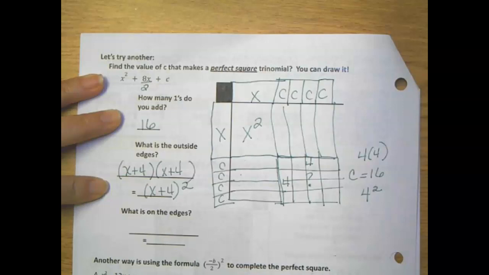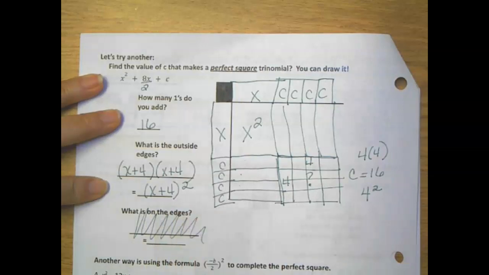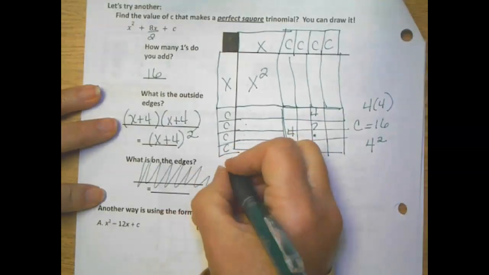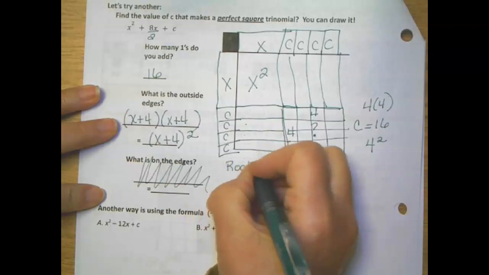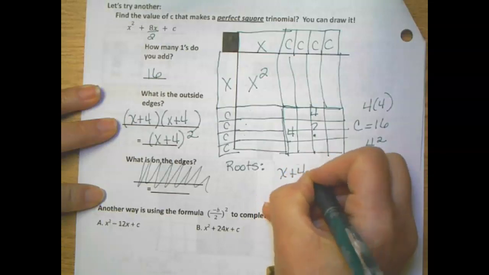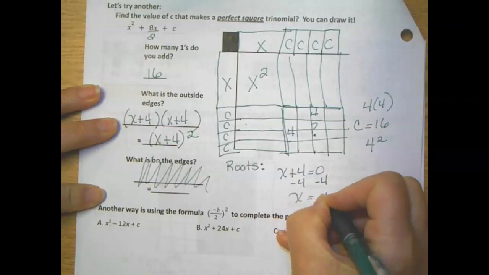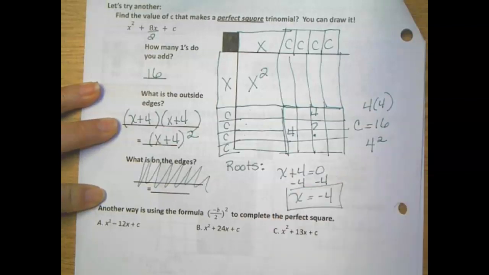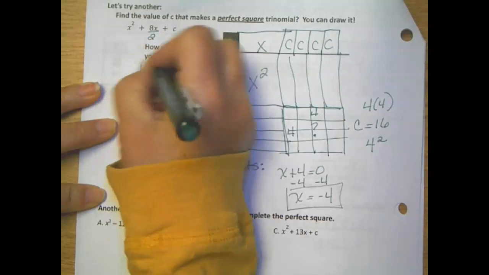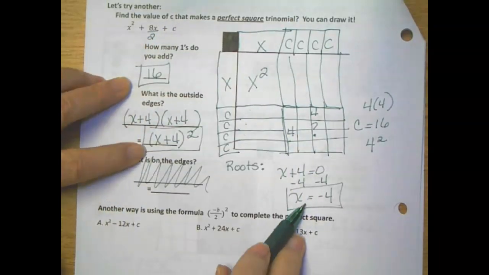Again, yours does not look like mine. I understand that. What is on the edge? Don't care. What I need you to do is to find the roots again. So to find those roots, I'm going to say x plus 4 equals 0. X equals negative 4. So they're going to want the C. They're going to want that 16. They're going to want this part and this part. So there's 3 parts to this.